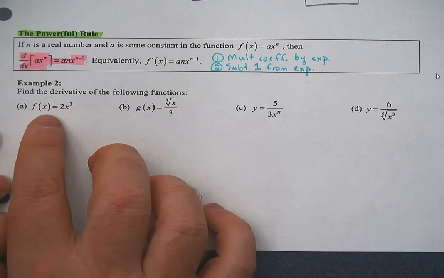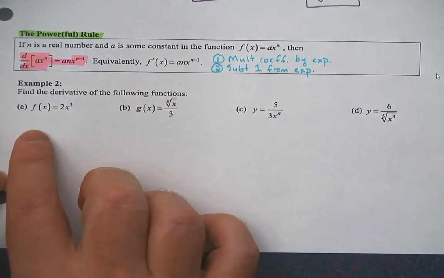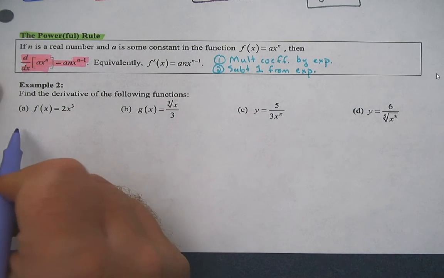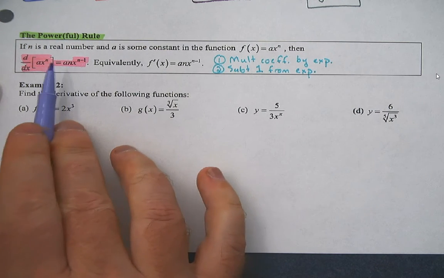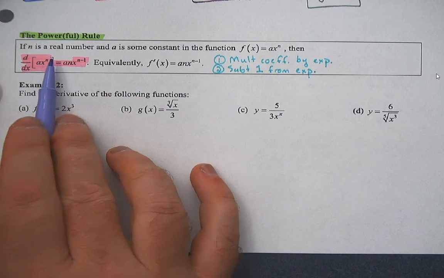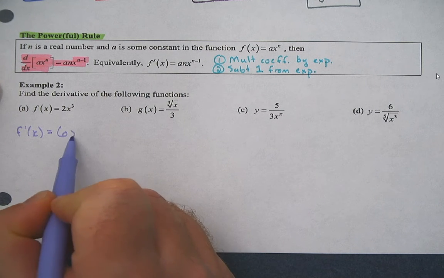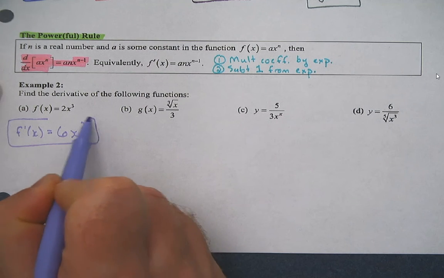All right, so let's take a look. Our first function here is 2x to the third. We're in the good format. We've got a coefficient, we've got an x, we've got an exponent, so we can just straight up derive this. F prime of x is equal to, all right, remember, what are the 2 steps? Multiply exponent and coefficient. So 3 times 2 is 6, and then I subtract 1 from the exponent, we get 6x squared.